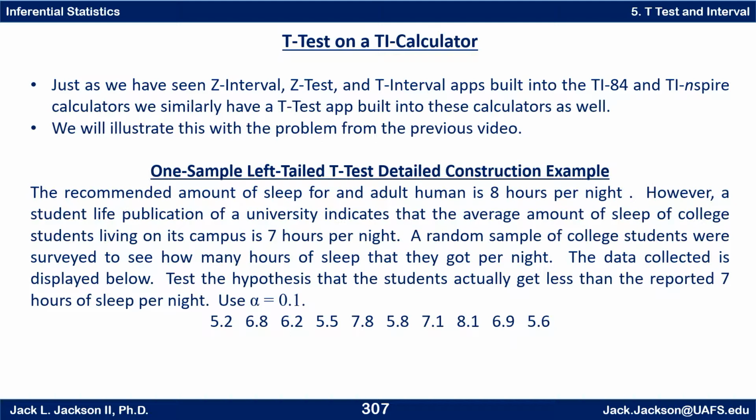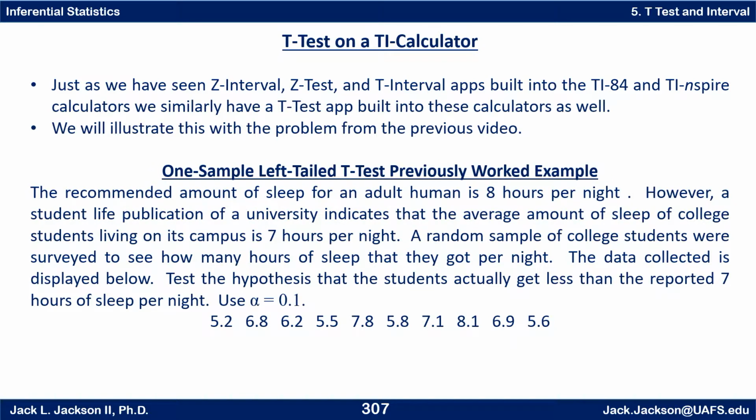We did this before. We said the recommended amount of sleep for an adult human is 8 hours per night. So this previously worked example, we have this. The recommended amount of sleep for an adult human is 8 hours per night. However, a student life publication of a university indicates the average amount of sleep the college students living on its campus get is 7 hours per night. We maybe suspect that that's still high. So we test this out.